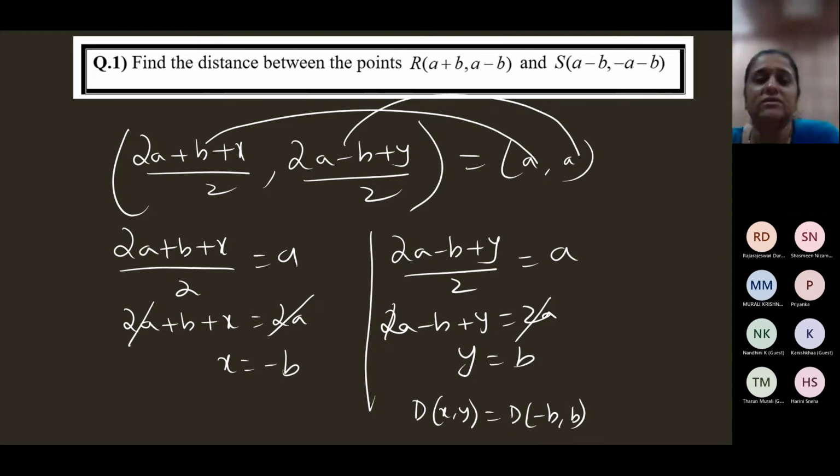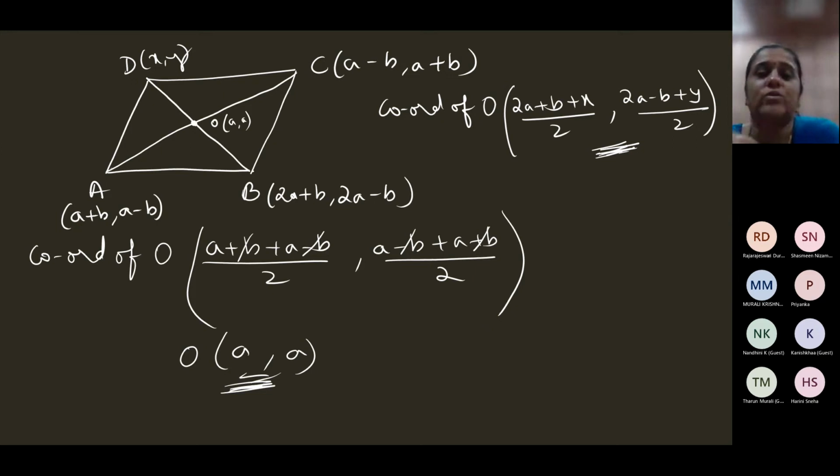So when do we use this idea? When we have to find the fourth vertex of a parallelogram, given three vertices, we use the midpoint formula. You know two vertices, you know A and C. Use the coordinates of A and C and find the coordinates of O.